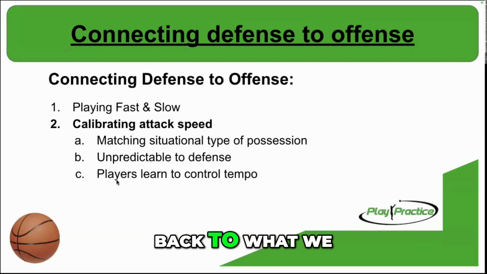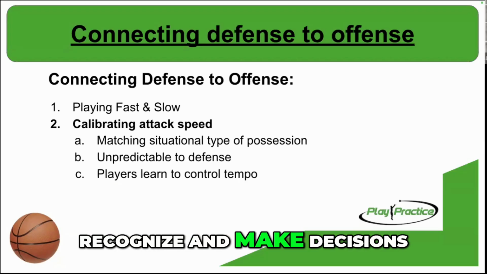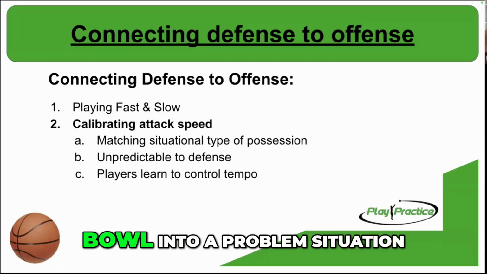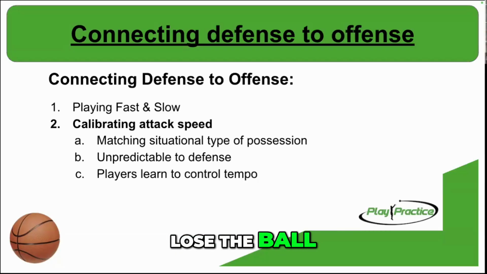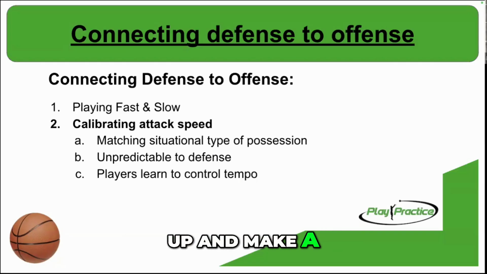And going back to what we talked about last week, with a player's sense of control and autonomy in the game, they're able to recognize and make decisions to control the tempo, right? So I'm sure all of you have had a team or at least a player who always wanted to go fast, didn't fit the situation. They would just bowl into a problem situation and lose the ball instead of slowing it down. Maybe especially noticeable at the end of a game, right? It's like we're up by 10 and this one player is trying to fly down the court and throw up a shot when actually we just inbounded it out of our timeout. We want to walk it up and make a more deliberate offense.